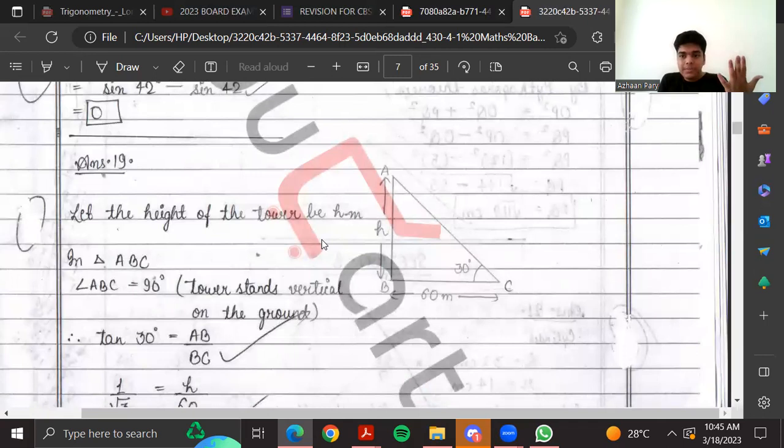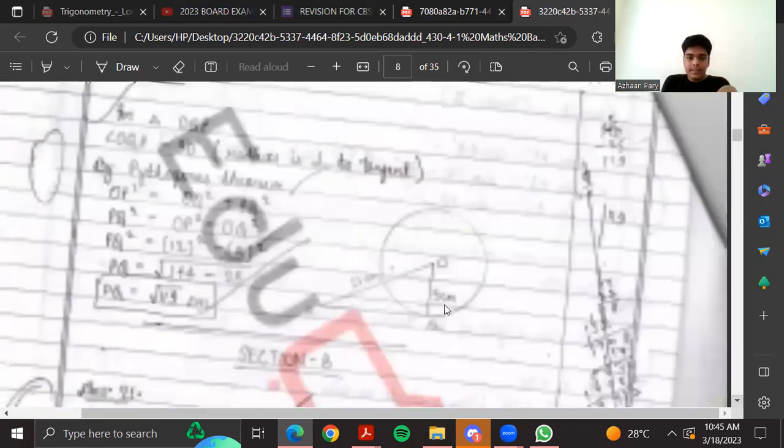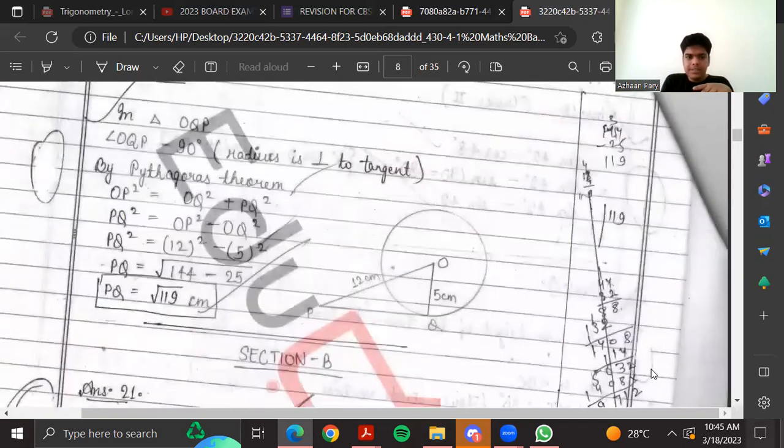Given, to prove, proof. Let the height of the tower be h meters. Okay, a small intro for trigonometry questions is again needed. Next, this is a circles question again. The radius is perpendicular to the tangent. What proof are you using? How is angle OQP 90 degrees? So that explanation has to be given.